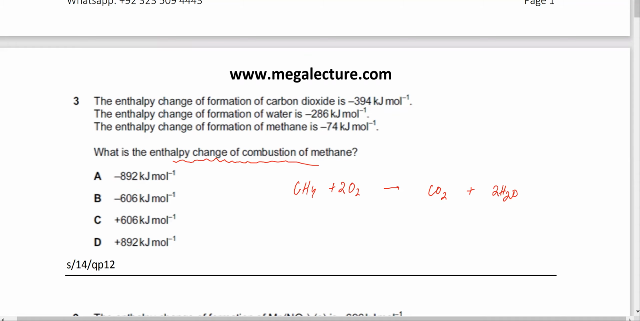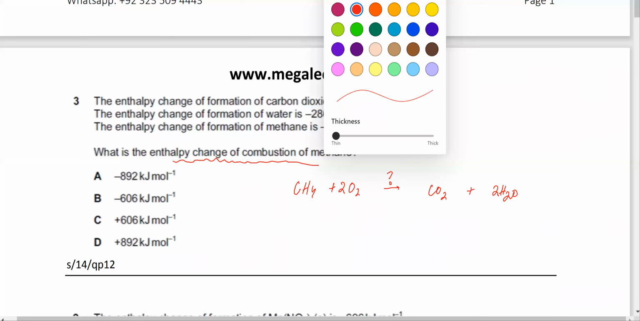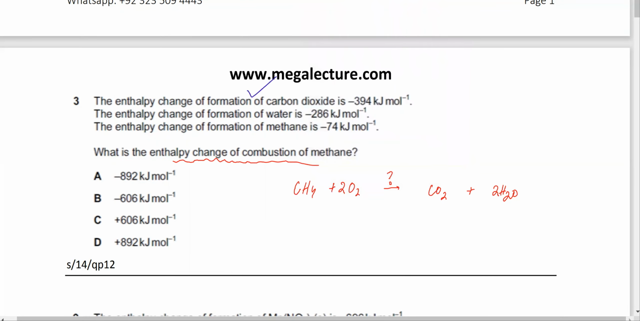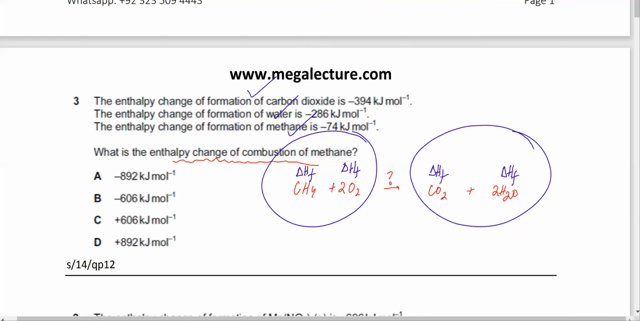What are you provided with? You need to figure out the enthalpy change of this particular reaction. You're being provided with a few things. You're provided with the enthalpy of formation of carbon dioxide, so this is known. You're also provided with the enthalpy of formation of water, and also the enthalpy of formation of methane, so this is also given. And the enthalpy of formation of oxygen is also by default known. So the enthalpy change of this reaction would be the enthalpy of formation of products minus the enthalpy of formation of reactants.